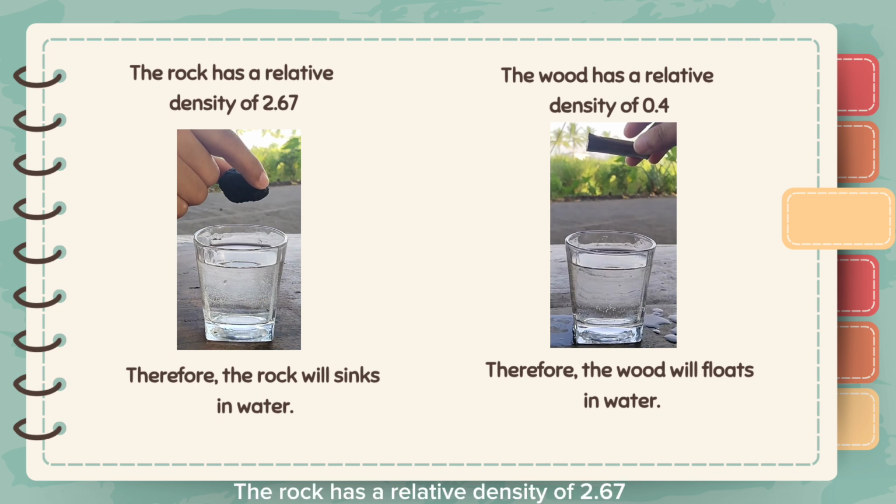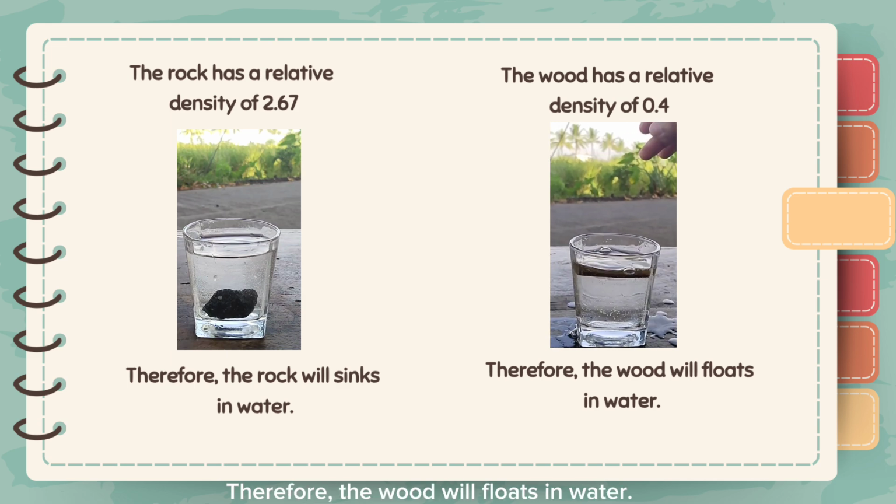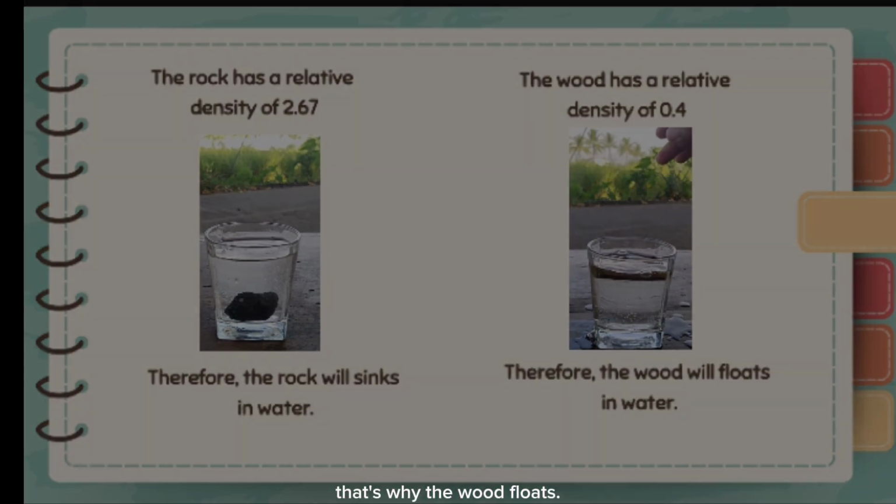The rock has a relative density of 2.67. Therefore, the rock will sink in water. The wood has a relative density of 0.4. Therefore, the wood will float in water. The rock weighs more than the water. That's why the rock sinks. On the other hand, the wood weighs less than the water. That's why the wood floats.